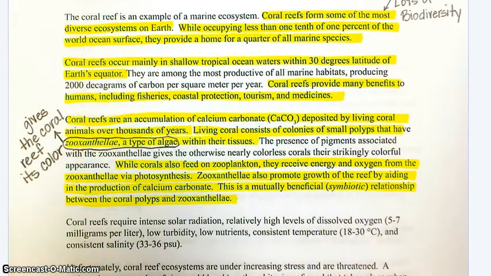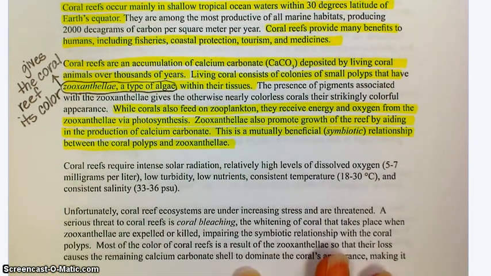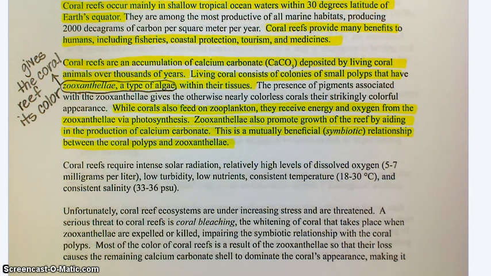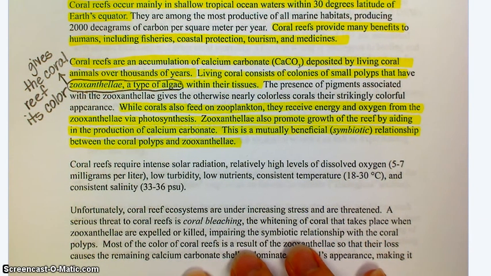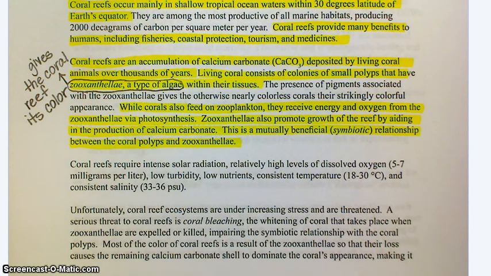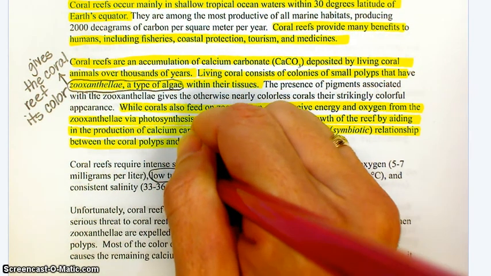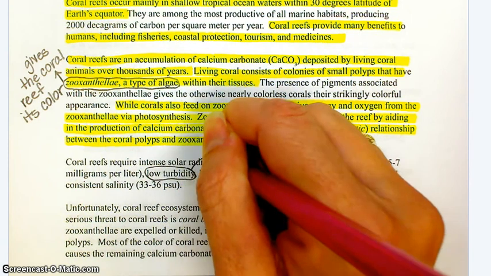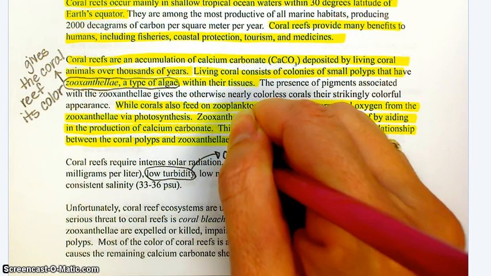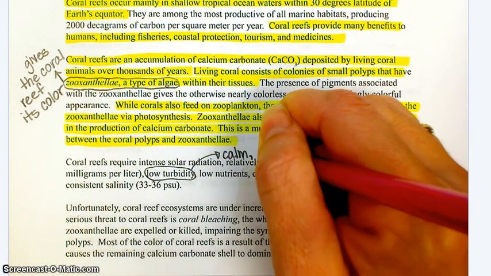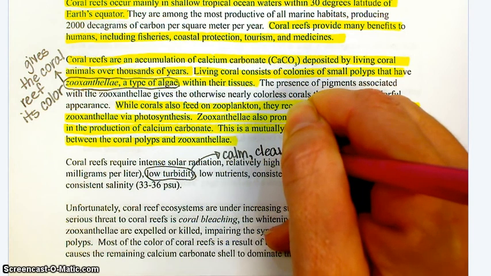Okay. All right. Coral reefs require intense solar radiation, relatively high levels of dissolved oxygen, low turbidity, low nutrients, consistent temperature, and consistent salinity. Remember, salinity is saltiness. Okay. Low turbidity means that the waters are fairly calm. They're not stirred up. Calm waters are going to have less sediment in them. Okay. So calm, clear water.